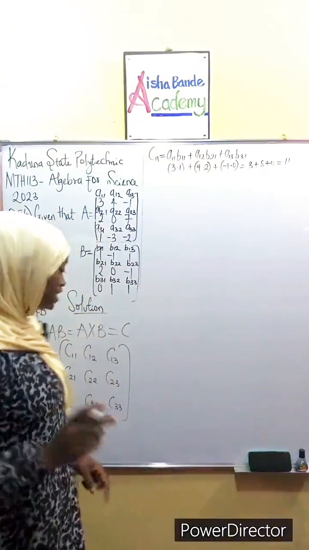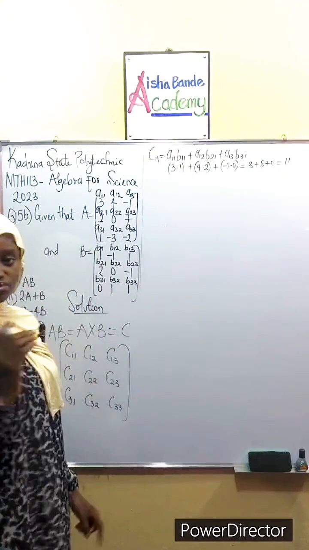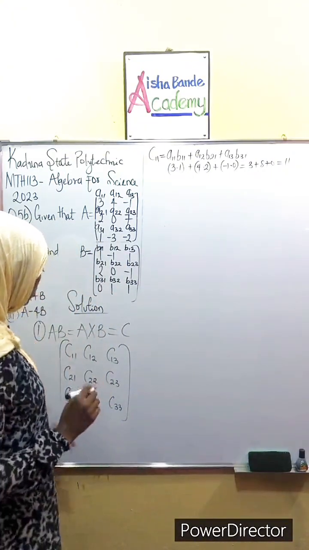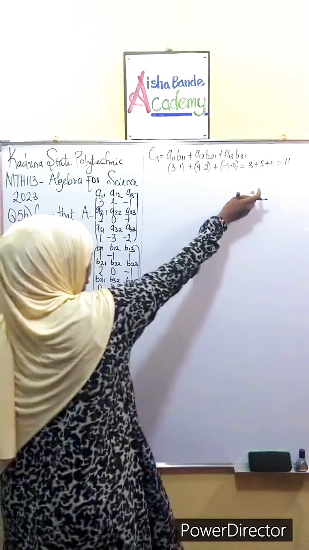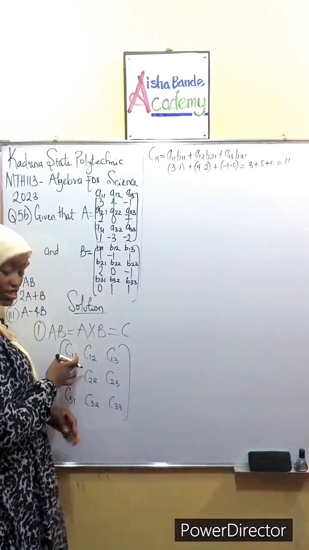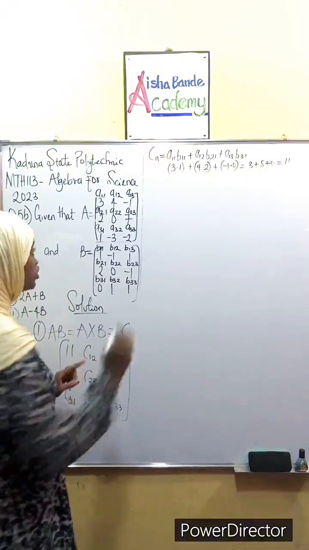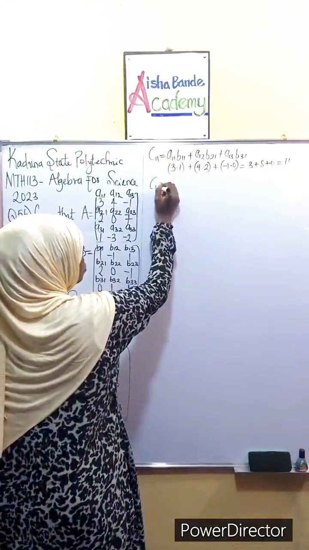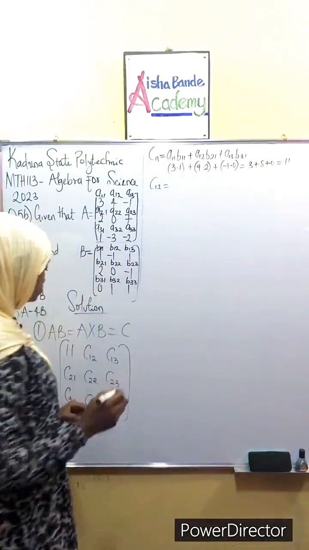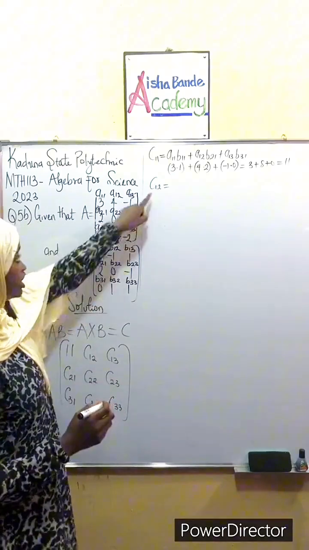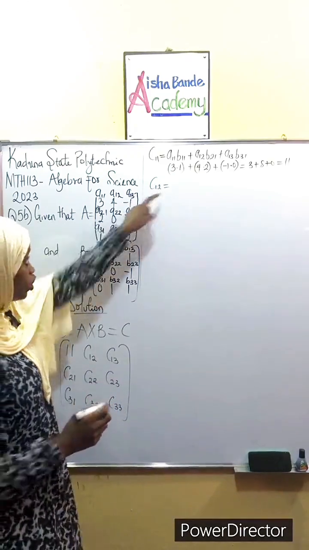So what this means is that our C11 is 11. Okay? So as we are getting our answer, we can be substituting in the values here. Be 11. Okay? So let's move on to the next one. For us to get C12, C12 means we are still on the first row, but we are moving to the second column.